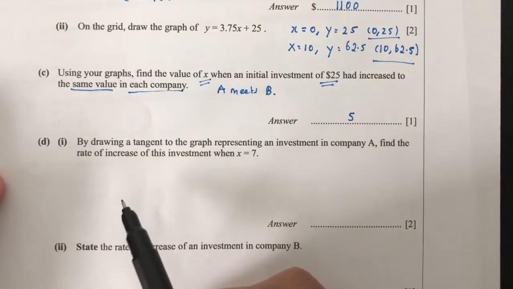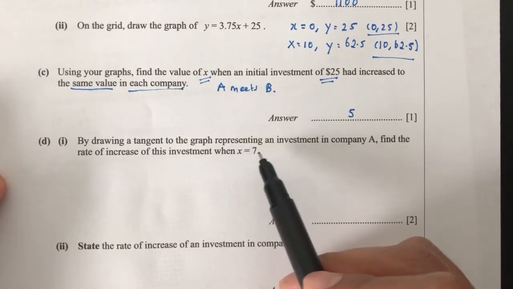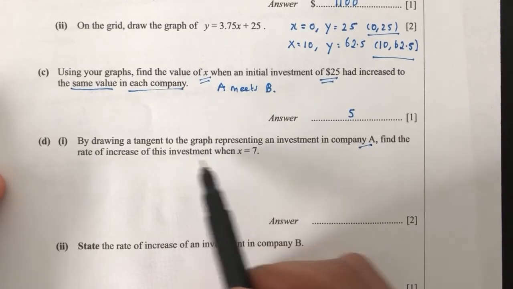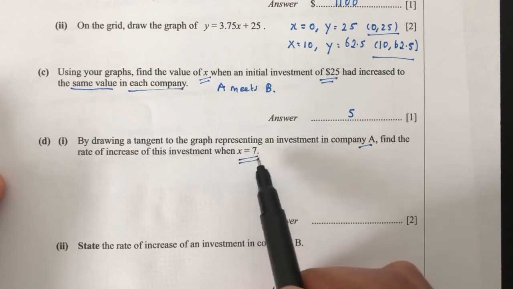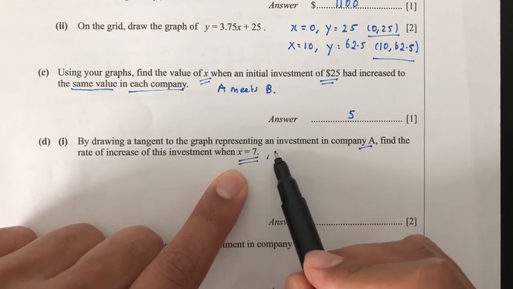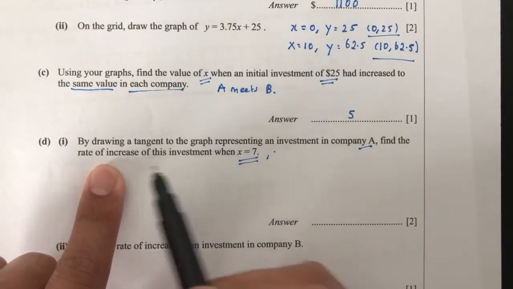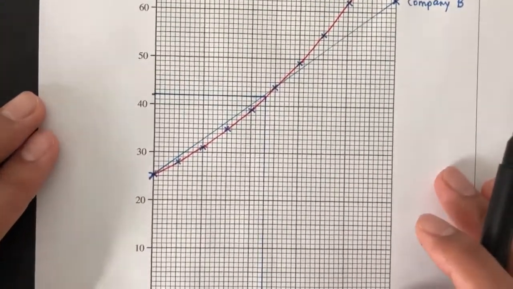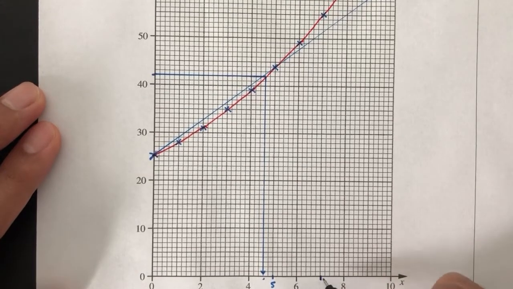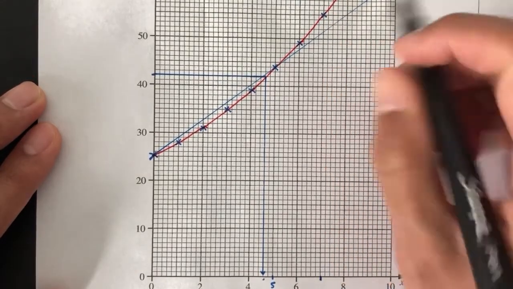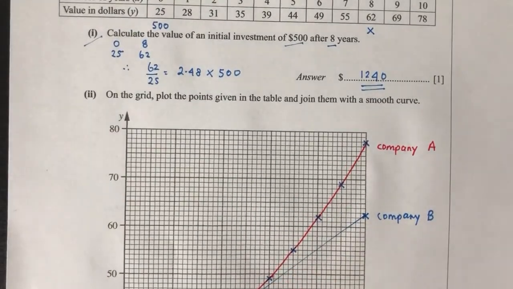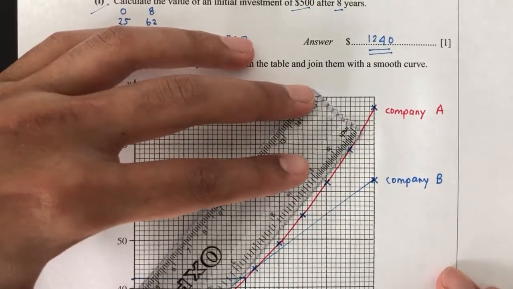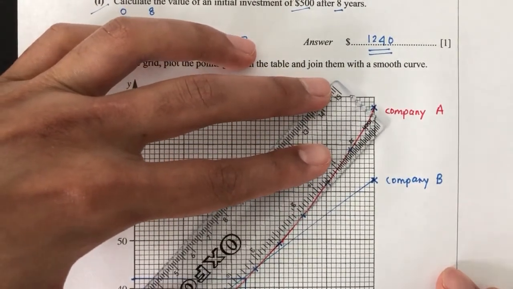Okay, so now part D. By drawing a tangent to the graph representing company A, which is the curve, find the rate of increase of this investment when x equals 7. So basically, at this point, find the tangent. Find the gradient of the tangent, which is the rate of increase of the investment. So x equals 7. So 7 will be here, so that will be on this point. Let's draw a tangent on this line and find 2 points, and we can find the gradient of the tangent.